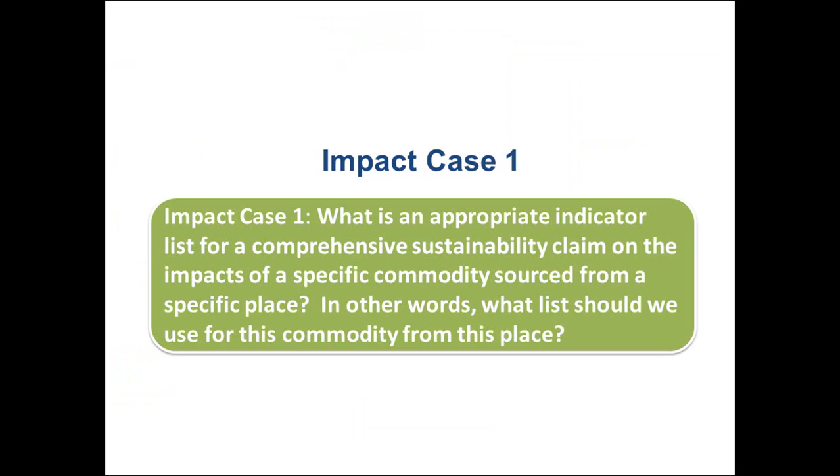But ultimately, most users will not be interested in a generic global list, but a specific list of issues relevant to their regions and commodities. So we turn to impact case 1, which narrows the impact question to say, what is an appropriate indicator list for a comprehensive sustainability claim on the impacts of a specific commodity source from a specific place? In other words, what list should we use for this commodity from this place? Again, just as with the generic question, this more specific question can be answered with any number of participants present, ideally with a set of stakeholders who can best speak to the relevance of the issues from many different perspectives.